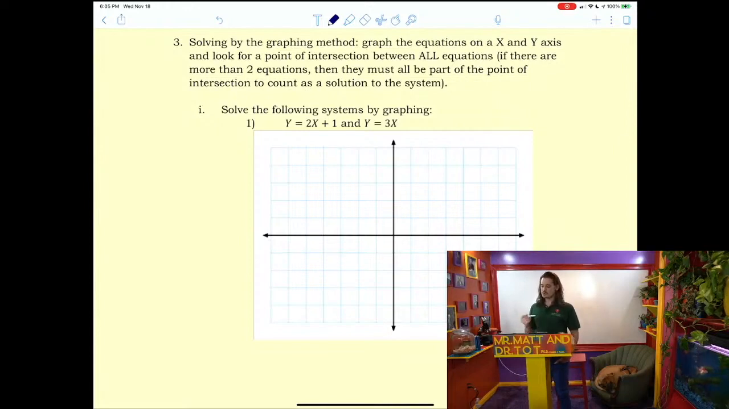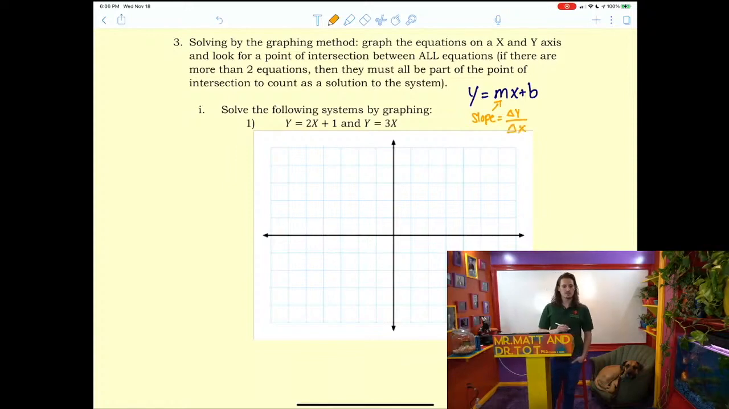Here, what you want to do is graph these. Remember, notice that these are linear equations written in y equals mx plus b form. Remember that m here is your slope. That's your change in y divided by your change in x. That little triangle symbol is a mathematical symbol for change in.